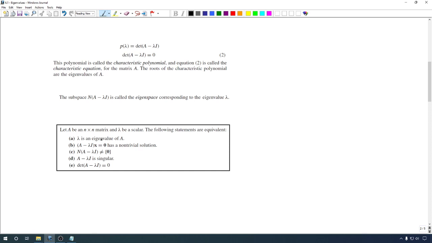And then, well, that leads to other conditions for what it means for something to be an eigenvalue. An eigenvalue is something where this equation has a non-trivial solution, meaning it has a solution other than x equals 0. It means that our null space is not just the 0 vector. It means that A minus lambda I is a singular matrix, and it means that the determinant of that matrix is 0. Those are all equivalent definitions for lambda to be an eigenvalue.